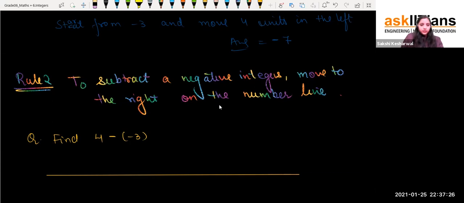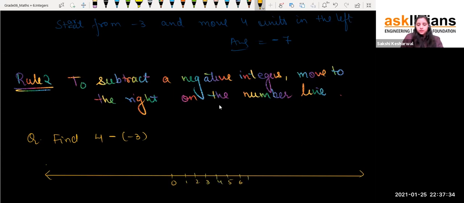Draw a number line like this, right? So this is equals to 0, 1, 2, 3, 4, 5, 6, 7, 8. This is -1, -2, -3, -4, right? So what happened over here? If you just see this, before, when you were adding the negative number, we moved to the left. Yes or no? Sorry, my bad. When you were adding the negative number, you move to the left. Right now, when you're subtracting the negative number, you will move to what?